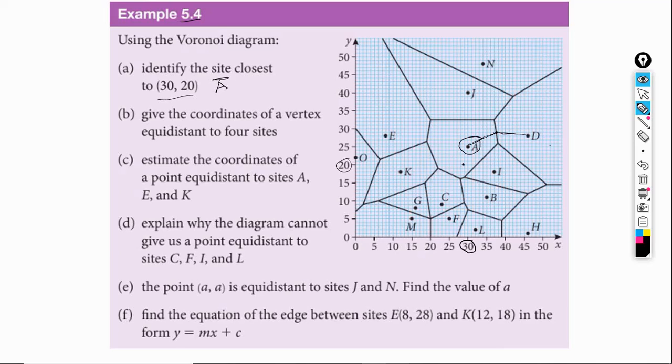So it says here, give the coordinates of a vertex equidistant to 4 points. Now, precisely because all these points are equidistant, if I have a point on one of these edges, it's going to be equidistant to the sites within the bordering cells. But now all I have to do really is look for not an edge, but a vertex. And it has to be a vertex surrounded by 4 sites, or 4 dots. And we can see that that vertex is right here. It's this one, because as you can see, that vertex is surrounded by sites M, F, G, C. And that vertex is at approximately 20, 5. So that would be the coordinates of that vertex.